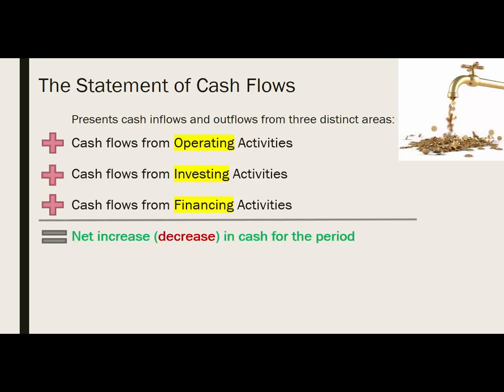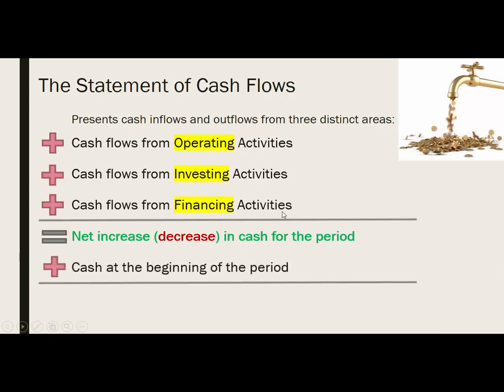We'll touch base on the statement of cash flows as we go on. We'll touch on it less than the other statements because the income statement is really what we want to talk about. But if you add these three together, you'll get your net increase or decrease in cash for the period. Now, it could be a decrease depending on what the cash flows are, whether they're inflows or outflows from these three distinct areas. You would then add the cash at the beginning of the period to find out the net cash at the end of the period.